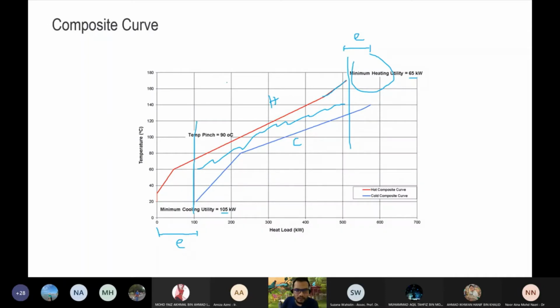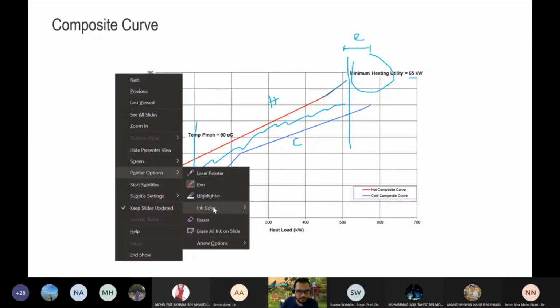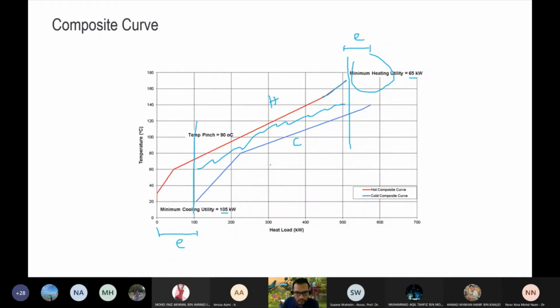And then the area where they touch each other, I will change it to the area where they are the closest to each other. In this graph, the point where they're closest to each other is this point, for example. So the hot pinch temperature is 100. We can see this 100, and the cold pinch temperature is 80, and in between it's 90. So this 90 is what we call the pinch temperature, and delta T is 20 degrees C.